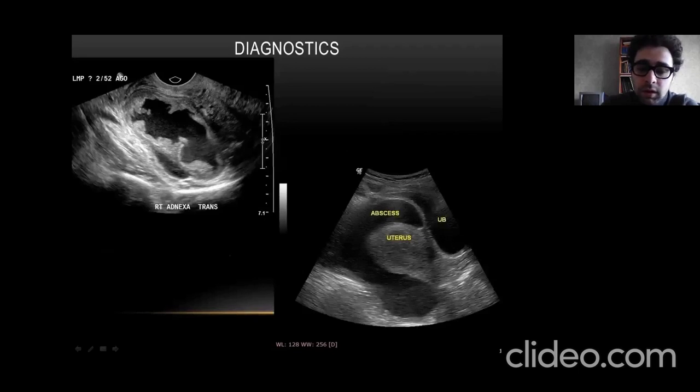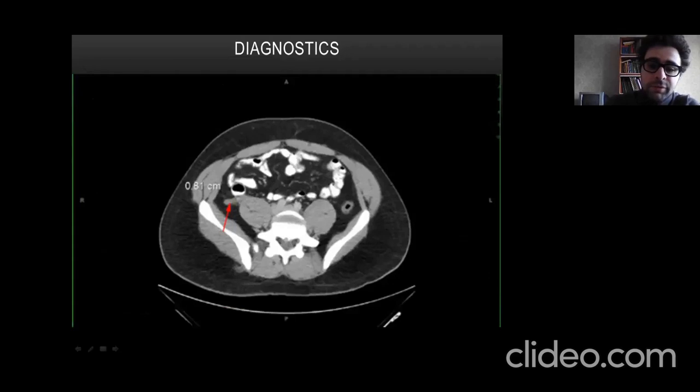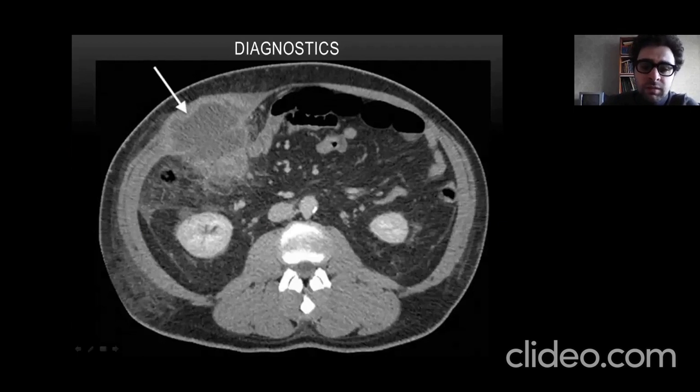Look, here abscess in ultrasound, it is near the uterus. Do you see black water pass? Here appendix, lumen of appendix, just in ultrasound. Computed tomography, normal appendix. And here you can see abscess, appendicular abscess.